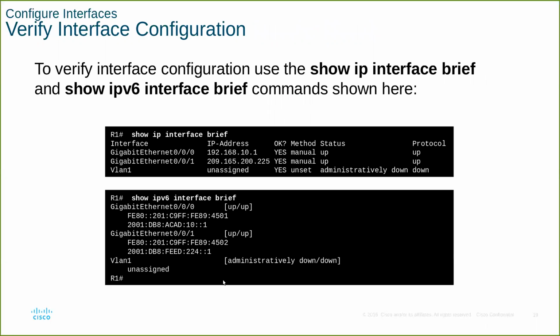How do you verify an interface? Suppose a problem happens and you want to verify whether the interface is up or down, so you give the command show IP interface brief. The command show IP interface brief will give you all the interfaces on that router and the status of those interfaces. Okay.